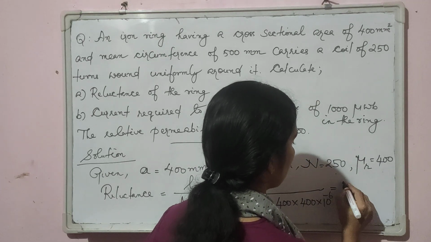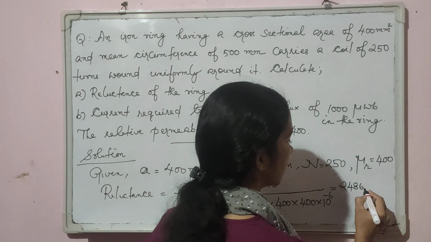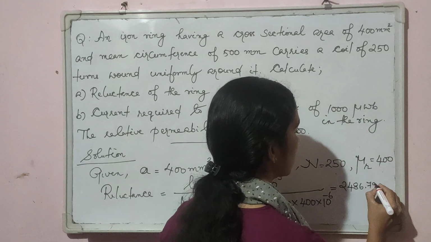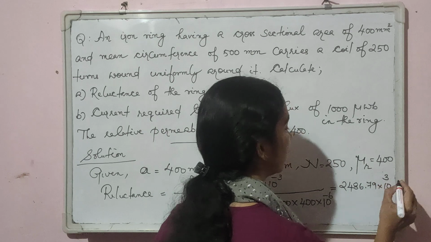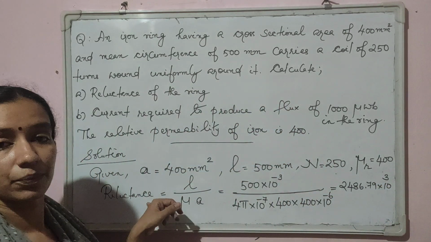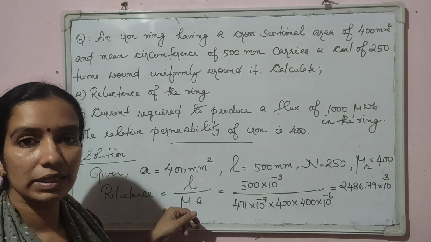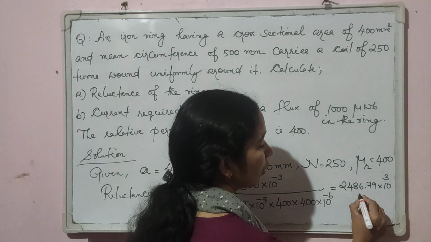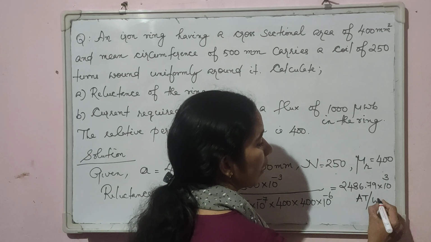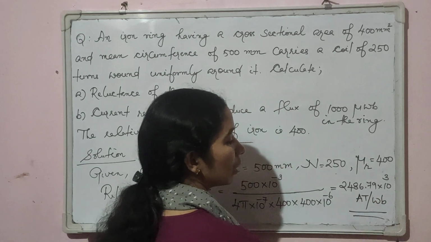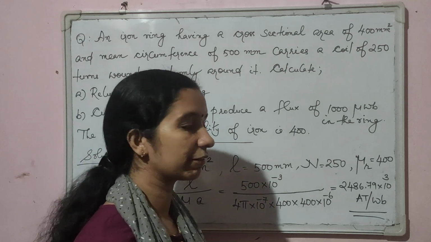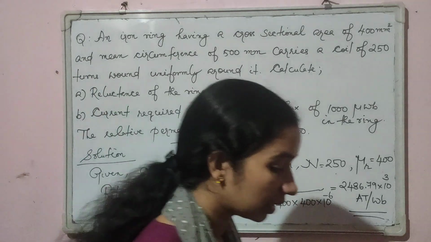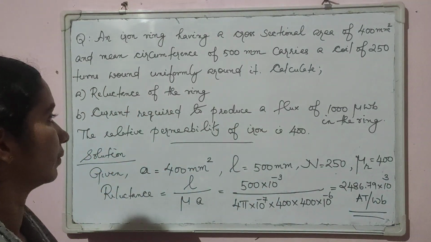2486.79 into 10 raised to 3. And what is the unit of reluctance? Reluctance can be calculated as mmf by flux. So we can write the unit as unit of mmf is ampere turns and that of flux is Weber. So 2486.79 into 10 raised to 3 ampere turns per Weber is the reluctance of this iron ring.